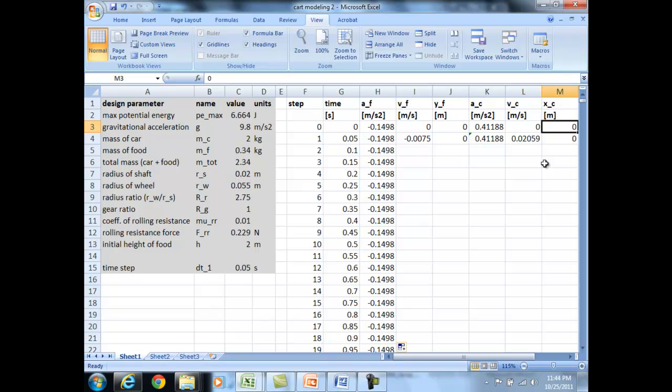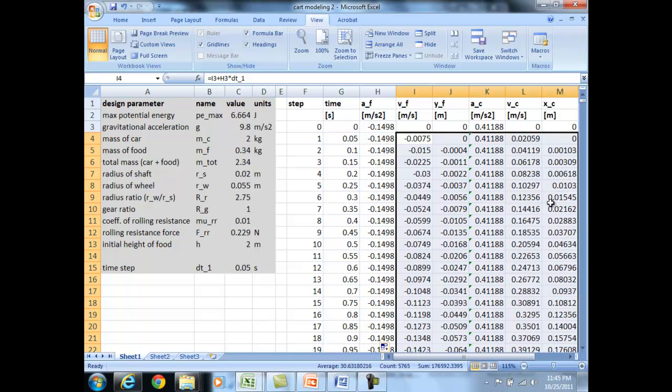The next thing is the EFD equations themselves. So you'll see for x sub c, we have an equation that takes the previous position from M3 and adds to that the previous velocity times the time step. For velocity, we do the same. We take the previous velocity from L3 and add to it the previous acceleration from K3 times the time step. And of course, we've done the same thing over here for the EFD equations. And so we can go ahead for now and carry these all the way down as far as we have time steps.